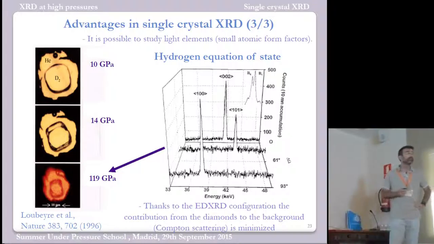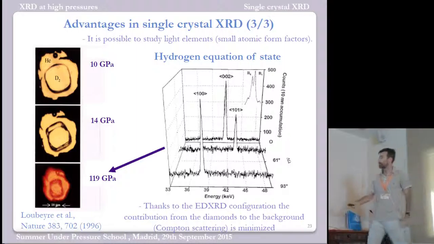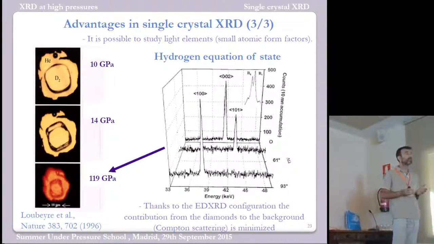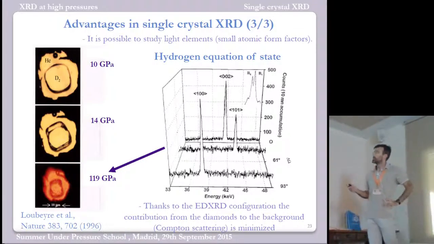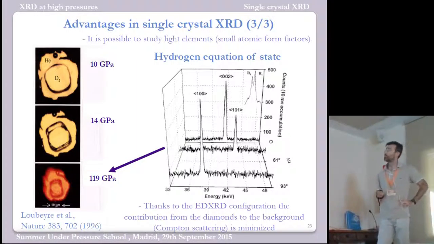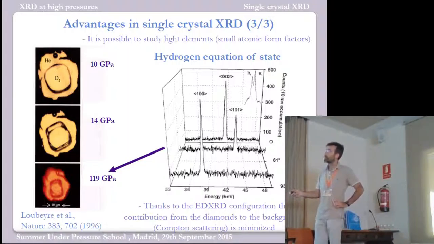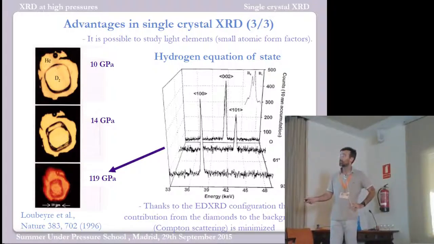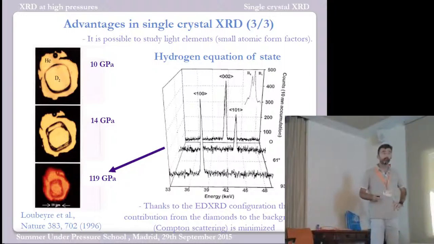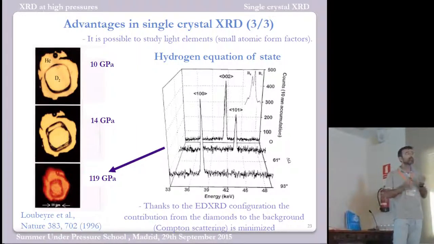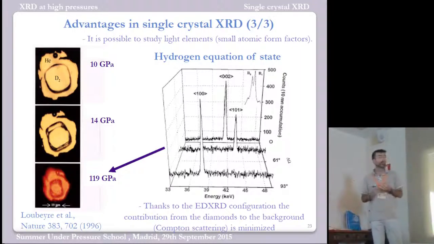And it is particularly convenient when it is joined with energy dispersive X-ray diffraction, because in this way you can remove the contribution from the diamonds, from the Compton scattering of the diamonds, and improve the signal to noise ratio. And in this example, the equation of state of hydrogen could be measured. We have here how a single crystal of deuterium was formed at 14 GPa and how it was still a single crystal at some megabar pressure. The authors were able to identify at different angles three diffraction peaks from which the two parameters of the hexagonal close-packed phase were extracted. So the equation of state of hydrogen could be obtained thanks to the combination of single crystal X-ray diffraction and energy dispersive configuration.